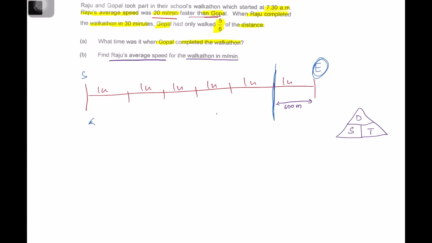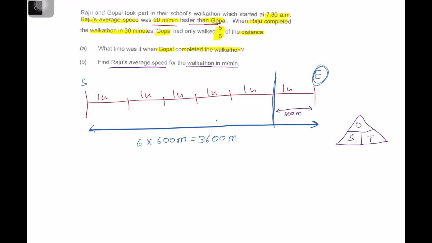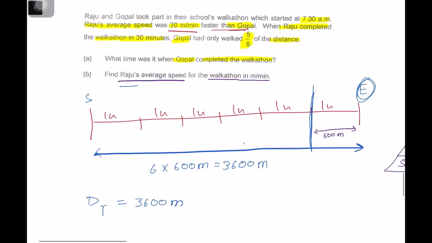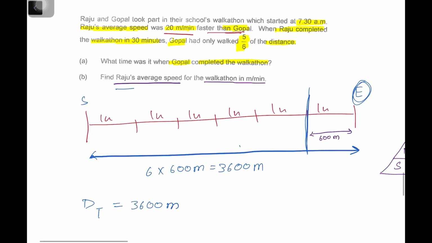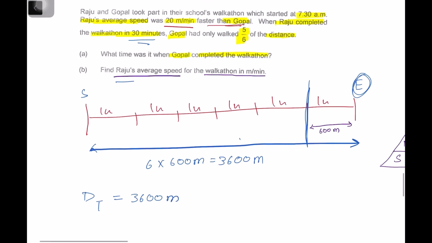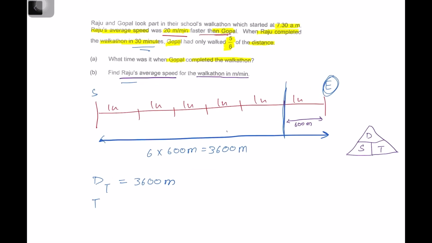So the distance from the starting point to the ending point, which is 6 units, will be 6 times 600 meters, which gives us 3600 meters. Right? Now we know the total distance. The total distance is equals to 3600 meters, and we're talking about Raju. So Raju's time, the amount of time that Raju took to complete the whole race, was 30 minutes. So total time is equals to 30 minutes.